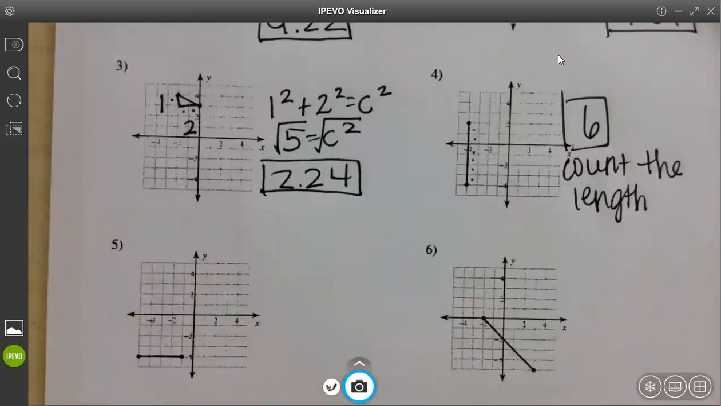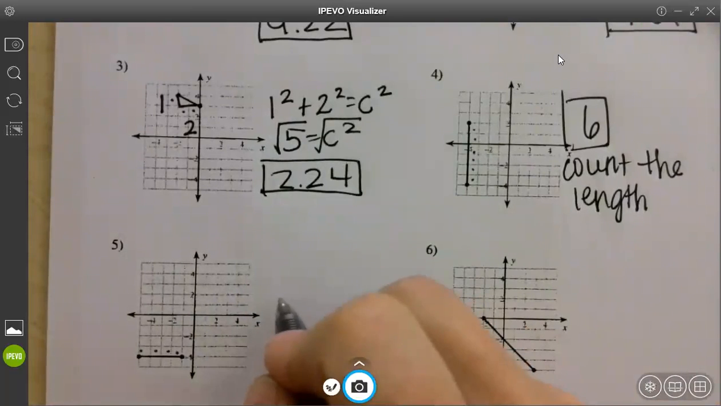So any vertical, or even on number 5, the horizontal, you can't make a triangle. Don't try to make one. You can't do it. Count the boxes. How long is number 5? 4. That's it.